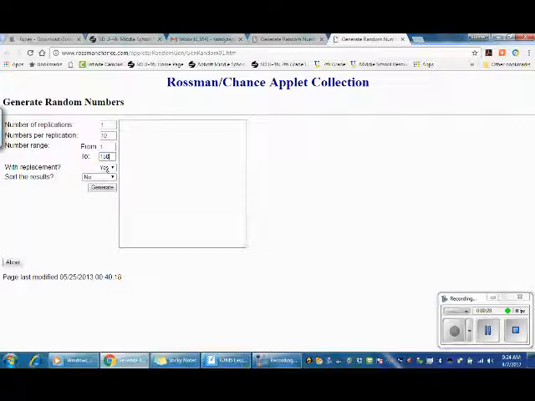And we want with replacement, which means leave the numbers back in the bag after you write them down. We want the results sorted because it will be easier to find the book afterwards. Generate, and there's our set of random numbers. If you want more sets of random numbers, you want several samples, you can change this number of replications. I would like 4 sets of random numbers, and then generate. And there are my 4 sets of random numbers from 1 to 150.